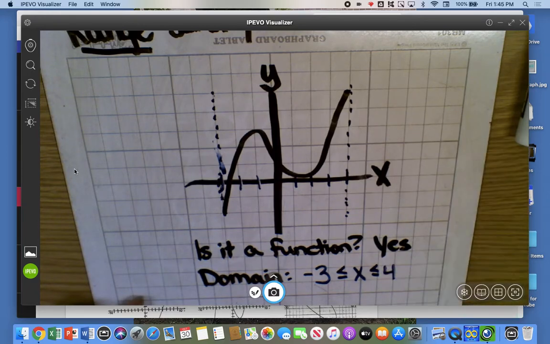So we write that as an inequality. So we always write the smallest value on the left, here is -3, the biggest value on the right, which is 4, and then x goes in the middle because domain's talking about the x values.